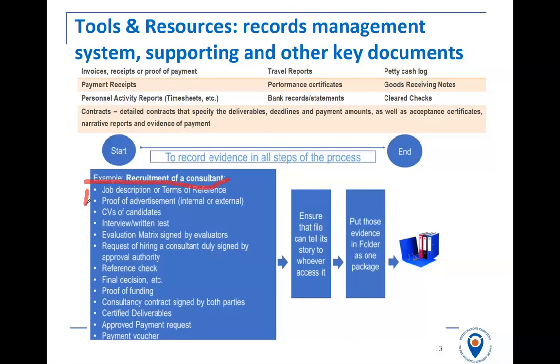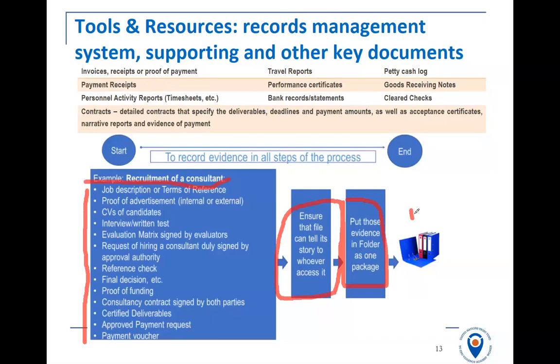also the job description for the consultant, proof of advertisement, the assessment of the candidates for the job, such as CVs, the written test, anything that shows, a matrix that shows how you selected the final candidate, reference checks, final decisions, proof of funding, the consultancy contract. So basically the whole journey. So ensure that everything that you file tells the story of how you, for example, recruited that consultant in accordance to your procurement guidelines. And put all this evidence in a folder as one package.